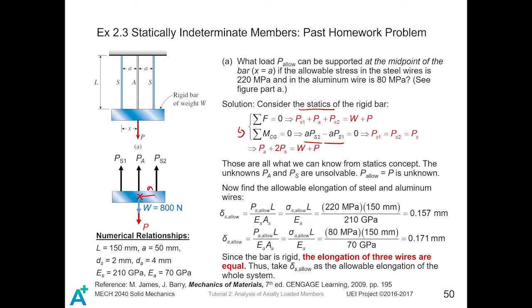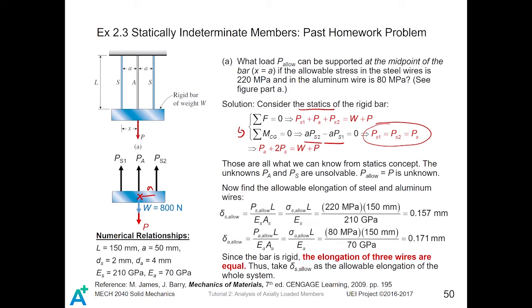P_S2 will generate a positive torque, while P_S1 is the negative torque. Well, the sign convention is not that important at this stage. We just want to obtain equations for the relationships between different forces in the wires. So we know this after considering the moment.